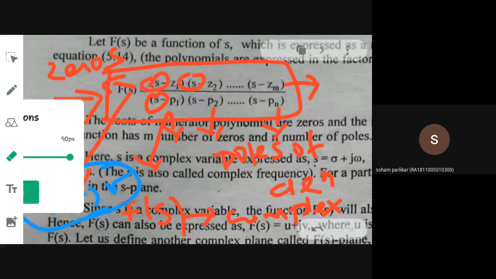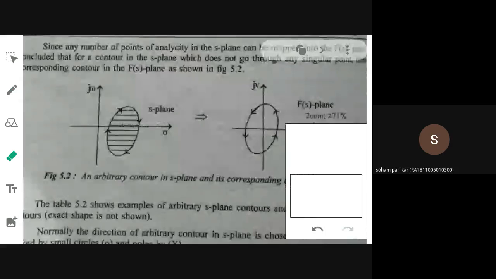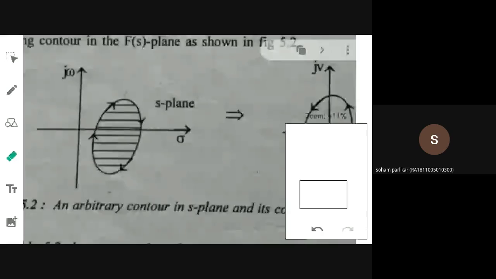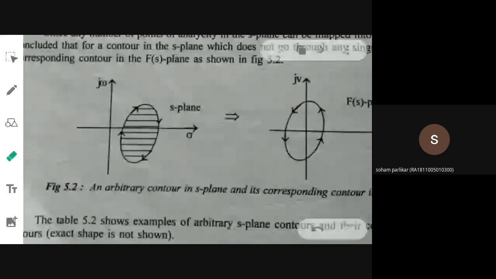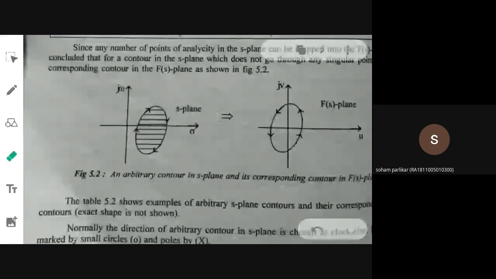Now if you are considering these two planes, a point in S plane can be mapped onto a point in F of S plane. That is why you are discussing these two in comparison. And that mapping is possible only when the points in S plane are analytic, not singular. Alright. So let us consider these two graphs.